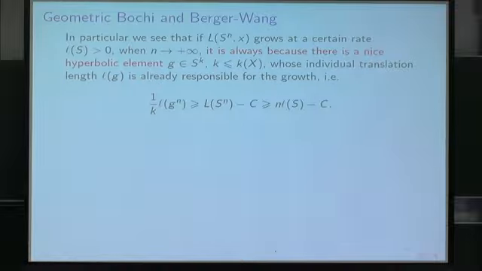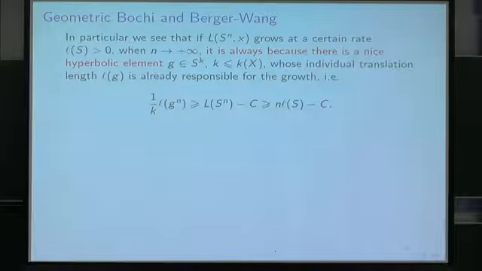Another way to formulate this in words is this. This says that if the minimal displacement grows at a certain rate, then there is a reason for this. It's because there is a nice hyperbolic element which grows at the same rate. And you can find this hyperbolic element already in a bounded ball of length at most k of x.